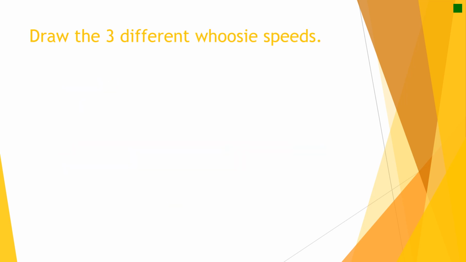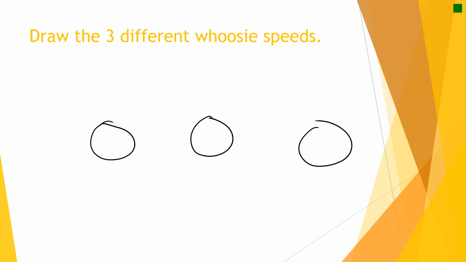So we're going to try to draw 3 different whooshy speeds. First off, all particles are moving in some shape or form, so everything needs at least one whooshy. This would be the slowest whooshy. This would be the next. And then I'm guessing you already know how to draw something that's going faster, would be this.